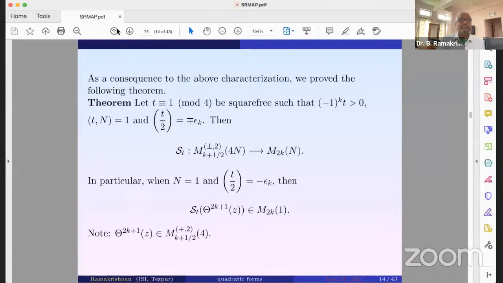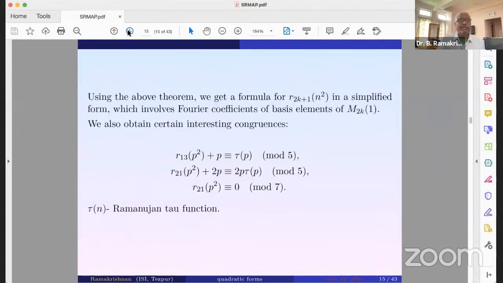So this is the theorem, and once I use this one, we can also get very nice congruences. Using the above theorem, we get a formula for r_{2k+1}(n square) in a simplified form, which involves the Fourier coefficients of basis elements of M_2k of 1. So we also obtain certain interesting congruences in this direction.